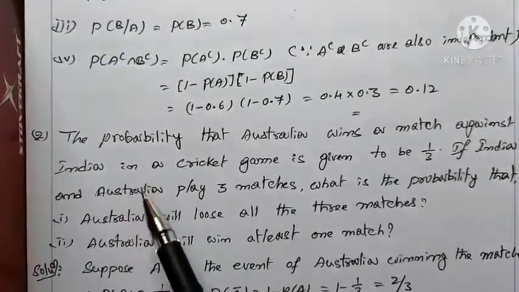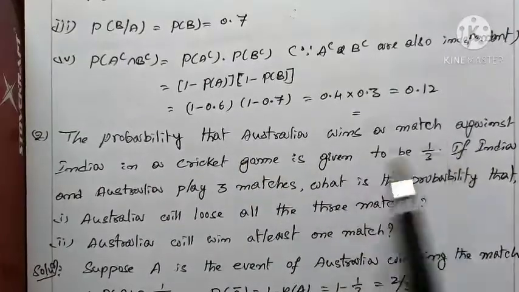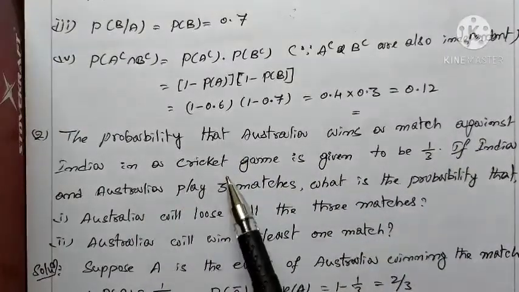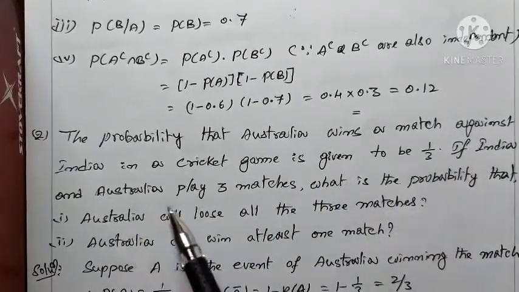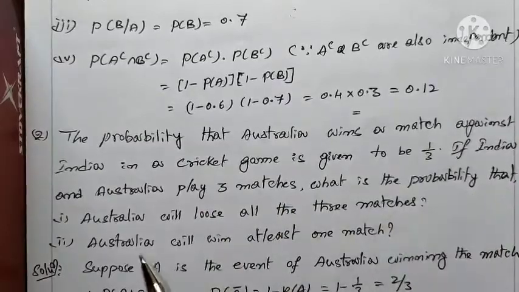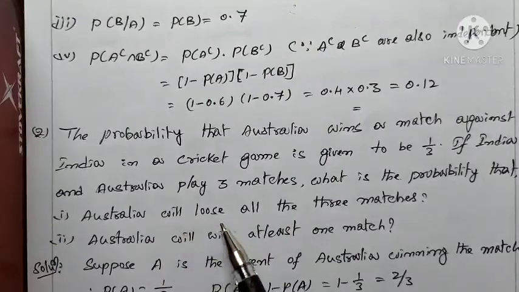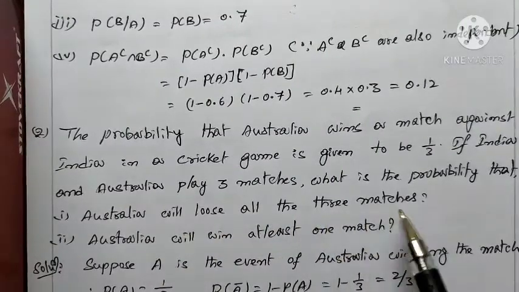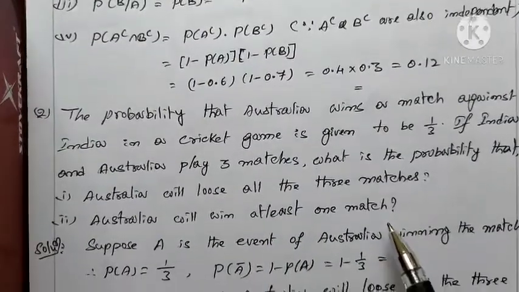Next problem. The probability that Australia wins a match against India in a cricket game is given to be 1/3. If India and Australia play 3 matches, what is the probability that, number 1, Australia will lose all the 3 matches? Second one, Australia will win at least one match.